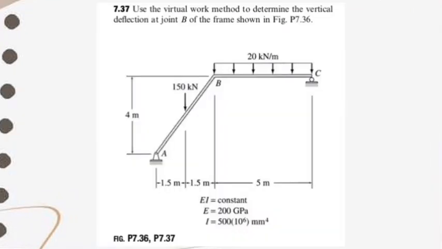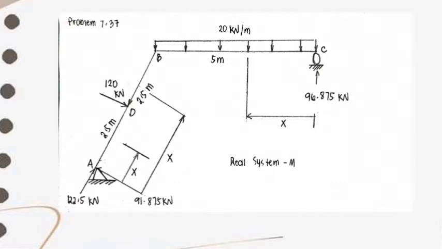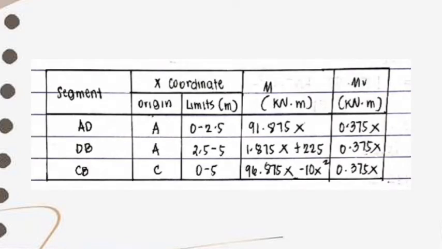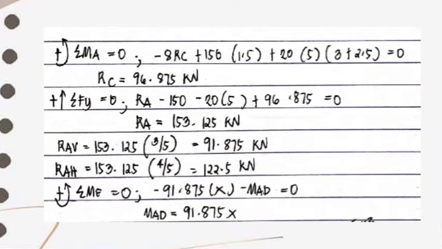For problem 7.37, we have also the table here. So solution. Summation of MA is equal to 0: minus 8RC plus 150 times 1.5 plus 20 times 5 times 3 plus 2.5 is equal to 0. RC is equal to 96.875 kN. Summation of forces Y is equal to 0. RA minus 150 minus 20 times 5 plus 96.875 is equal to 0.